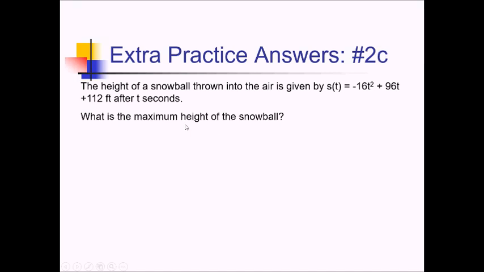To find the maximum height of the snowball, I need to find critical values, and for that I need my velocity function again. So here is my velocity function from part A, and I'm just going to set that equal to 0 and find critical values. So let's see, if I subtract 96, divide by negative 32, we see that our only critical value is at t equals 3 seconds. So let me put that on a number line, a v line, and test some values around that to do a little sign analysis.